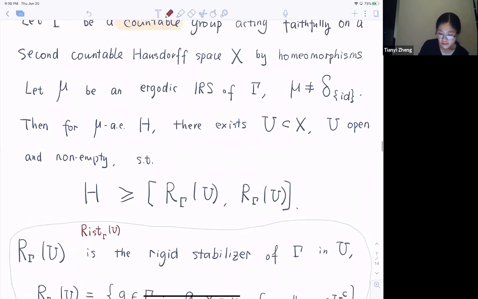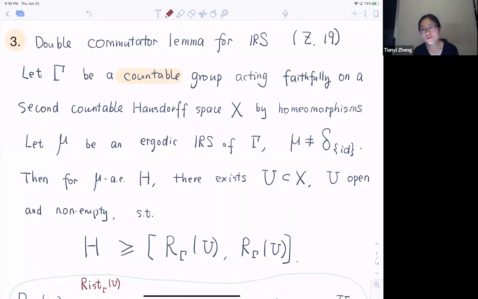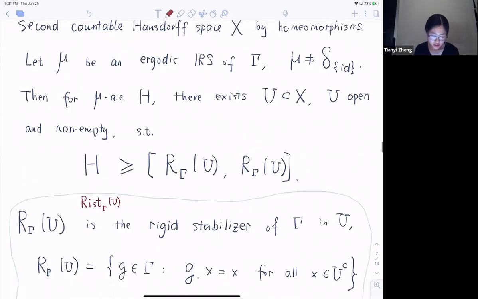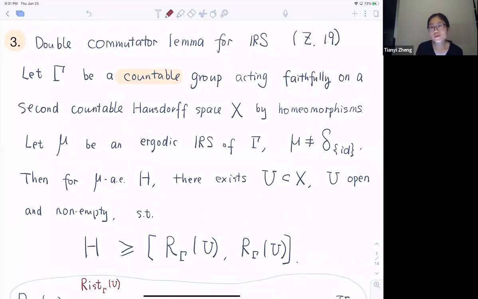So this is really a direct analog of the same lemma for normal subgroups that you probably know very well. The classical version for normal subgroups says that if you have a normal subgroup N that is not trivial, then you will be able to find an open non-empty set U such that the normal subgroup contains the derived subgroup of the rigid stabilizer. So this is the generalization of the property known for normal subgroups to invariant random subgroups.